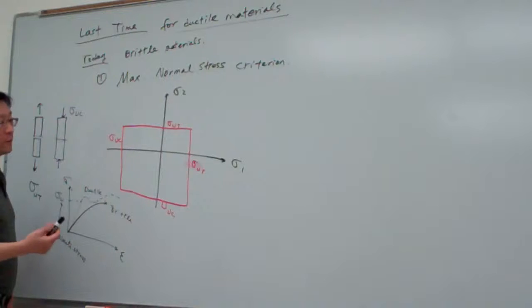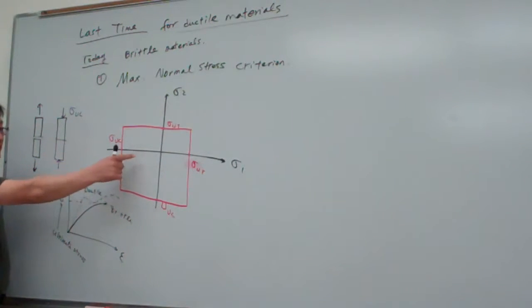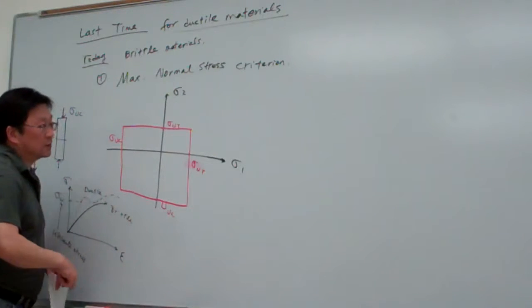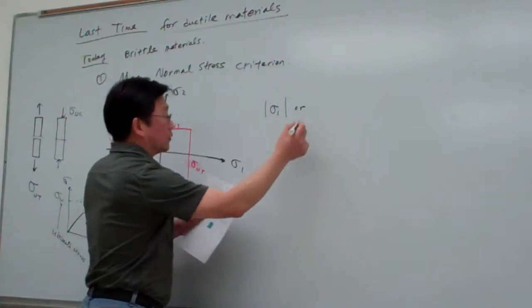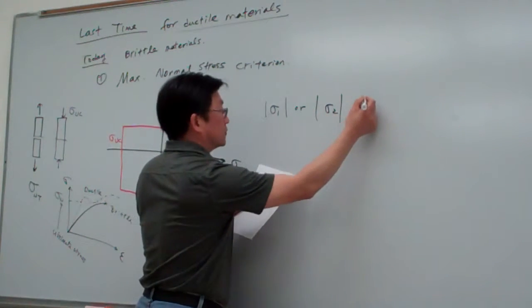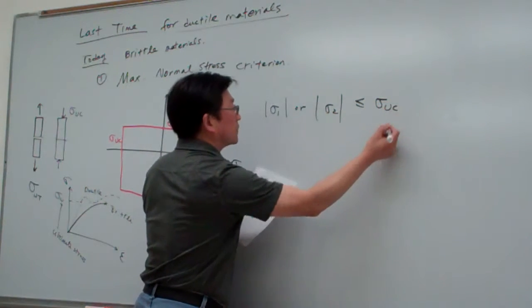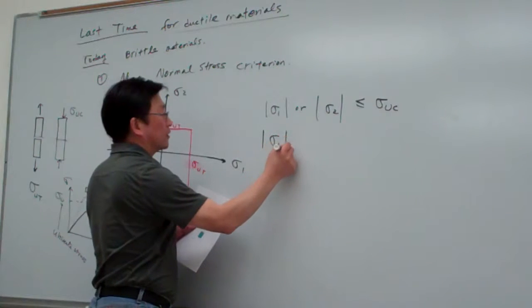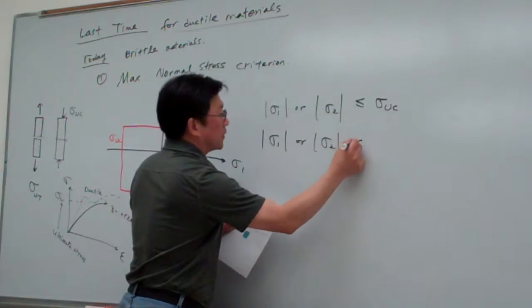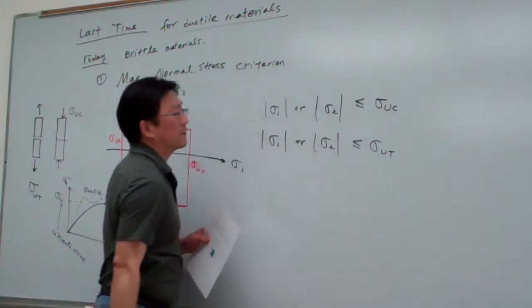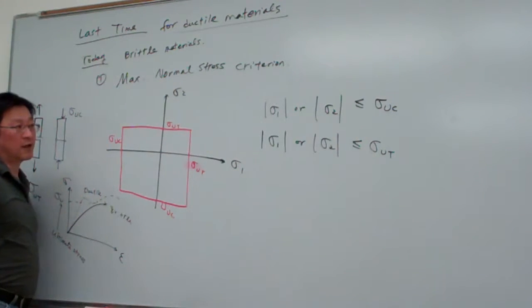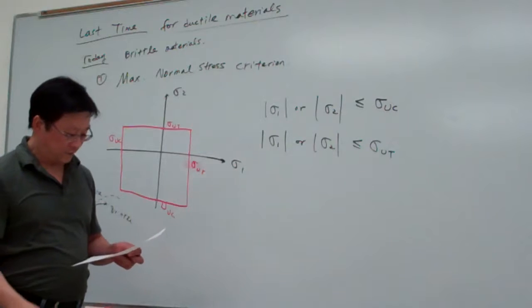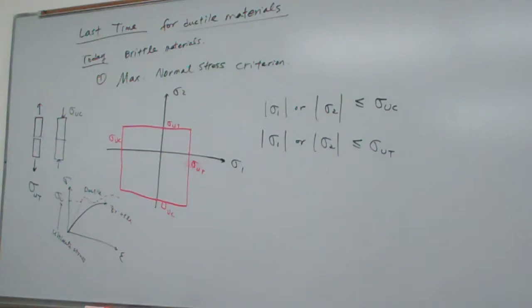If your loading condition falls inside this boundary, then that is safe. In mathematics, this is described by this: the magnitude of sigma 1 or sigma 2 is less than or equal to sigma UC, and the second one, sigma 1 or sigma 2, is less than sigma UT. So as long as the value falls into the range, then it should be safe. This criterion is very straightforward, and we might have an example here.